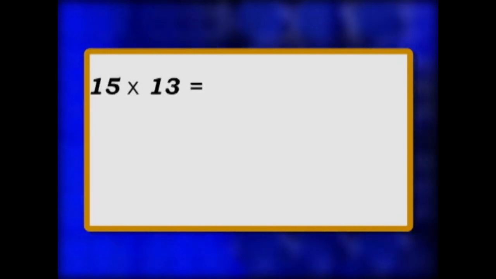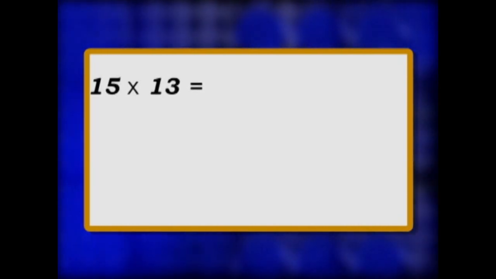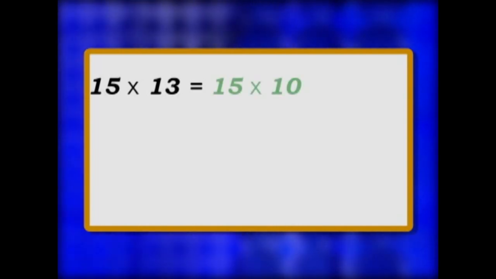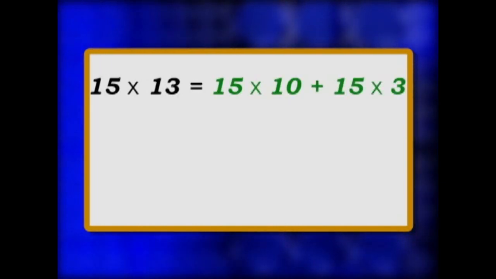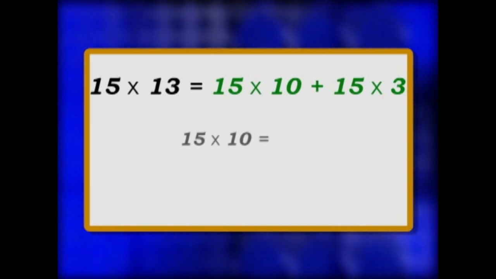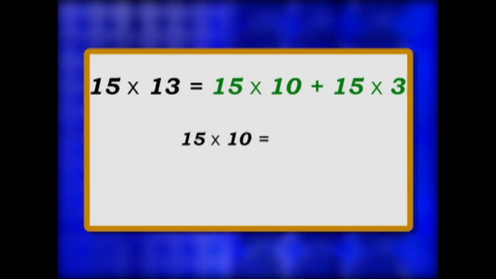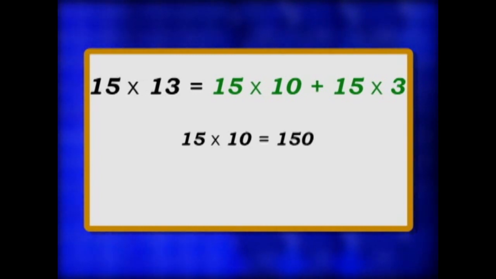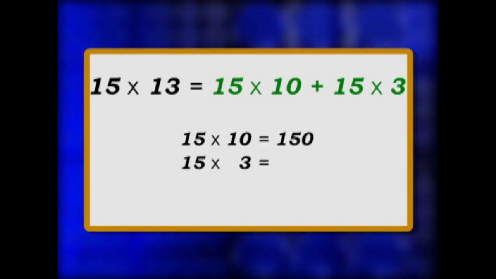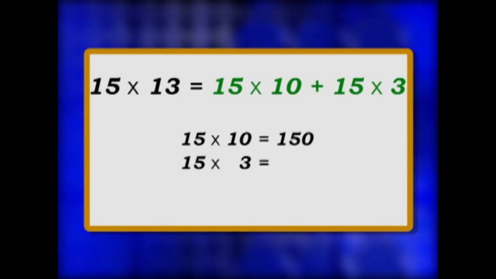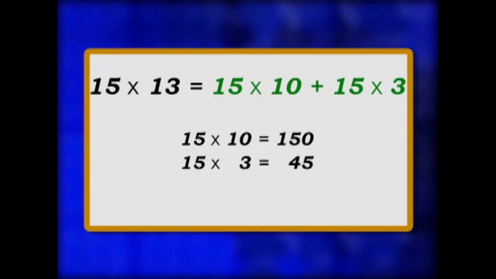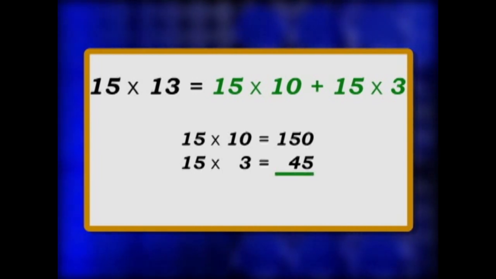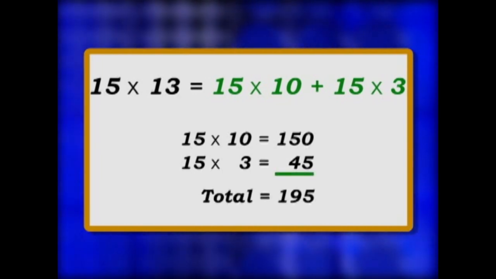Let's try 15 times 13. That's the same as 15 times 10 and 15 times 3. 15 times 10, that's easy, 150. 15 times 3, well, it's pretty easy, it's 45. So 150 plus 45 makes 195.